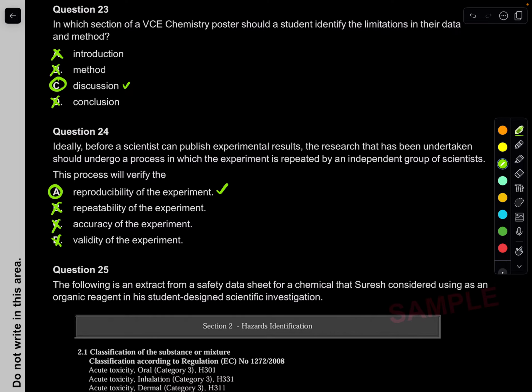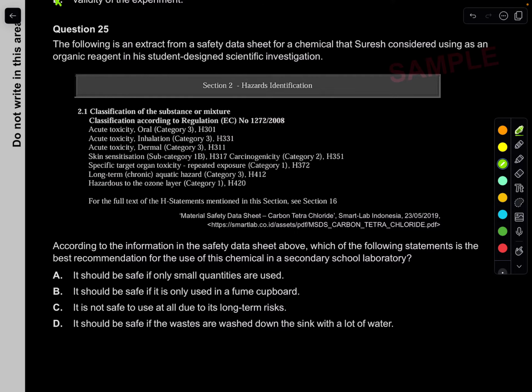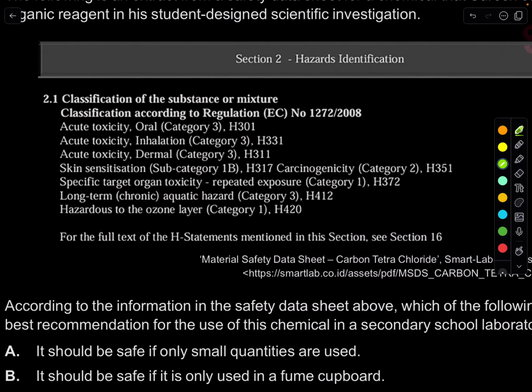25. The following is an extract from a safety data sheet for a chemical that Suresh considered using as an organic reagent in his student-designed scientific investigation. So it's hazards identification: classification of substance or mixture, classifications according to the regulation. Let's have a look at these.